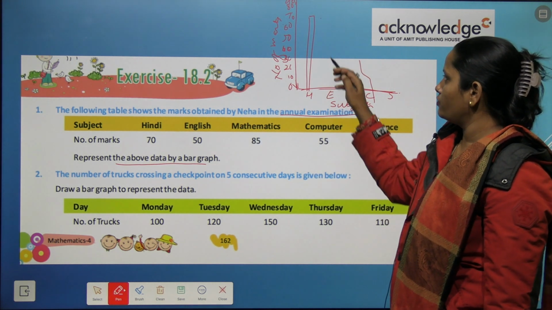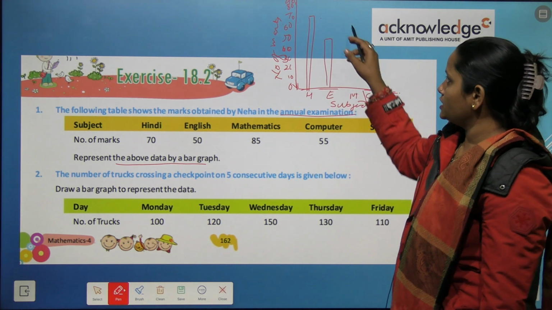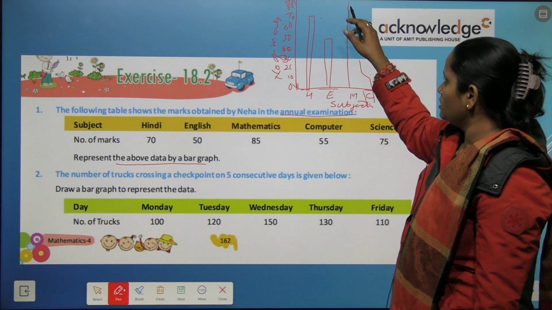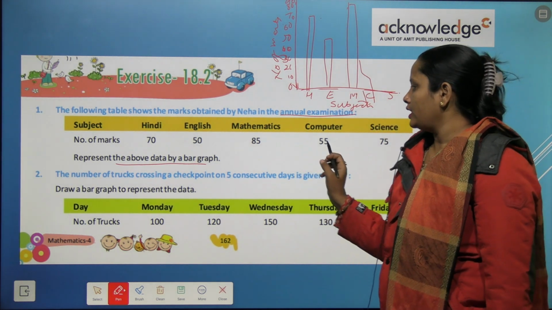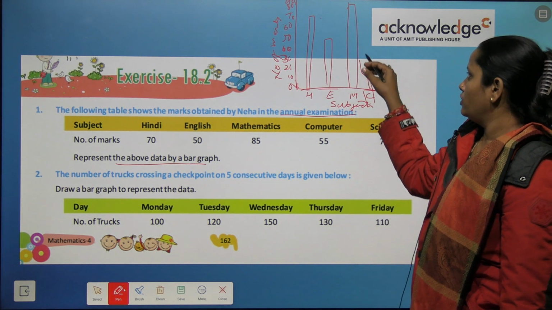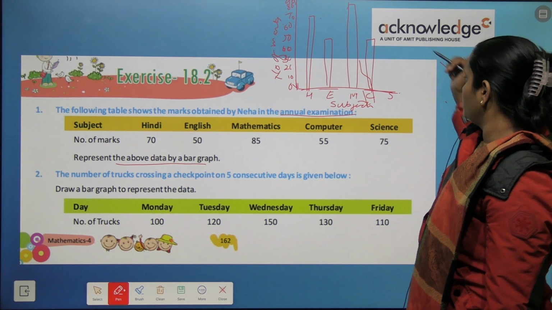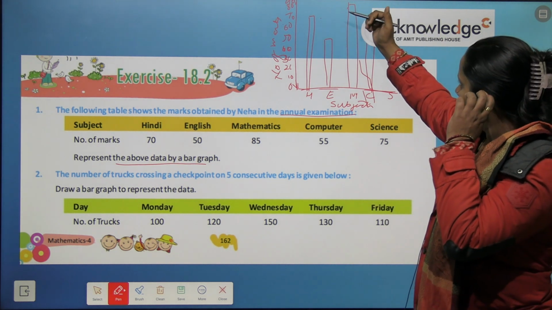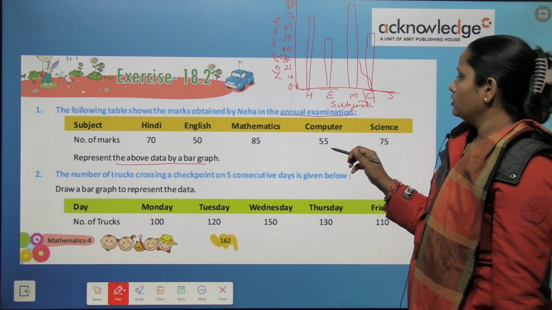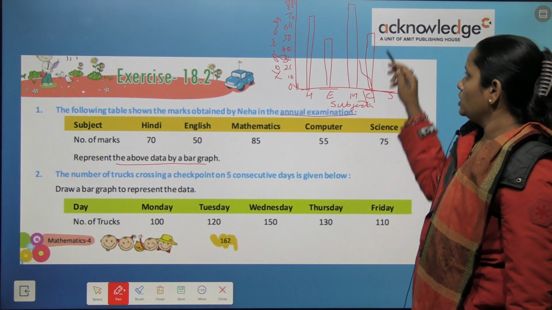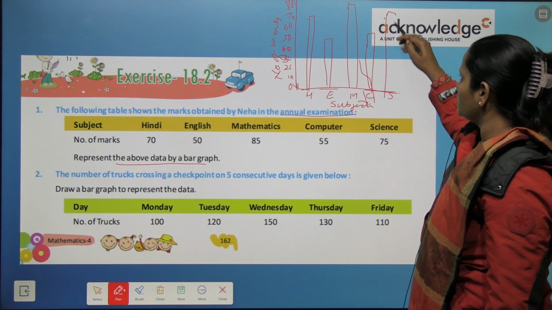Next, English 50, Maths 85. So between 90 and 80 we will get 85. Next 55, 50 और 60 के बीच में we will get this. Next is 75. So 70 और 80 के बीच में we are going to get this.